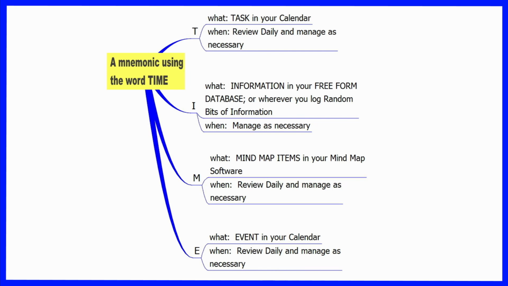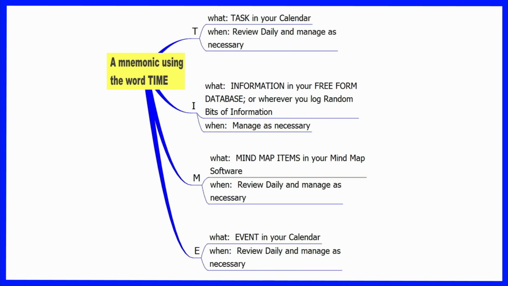I recommend first checking events to see if you have appointments or meetings that day, and secondly check task to see what to-do items need to be completed that day, and then review your mind map to see if your projects or planning require action or modification. When you need to retrieve or add random information, use the I that represents information in the time mnemonic, which uses your free-form database or other software where you store random information.